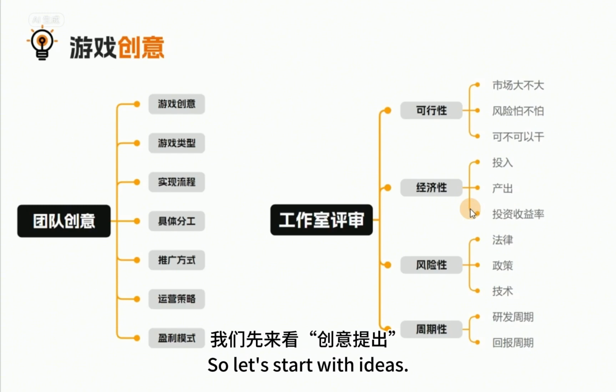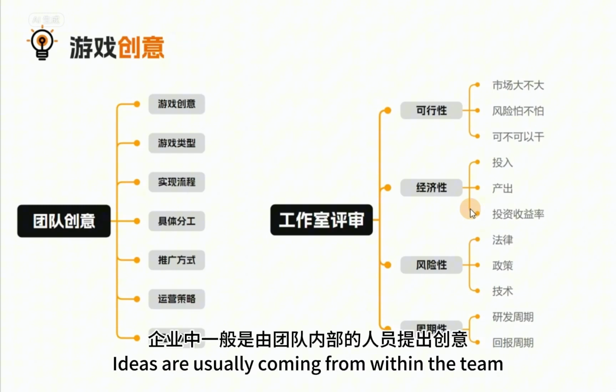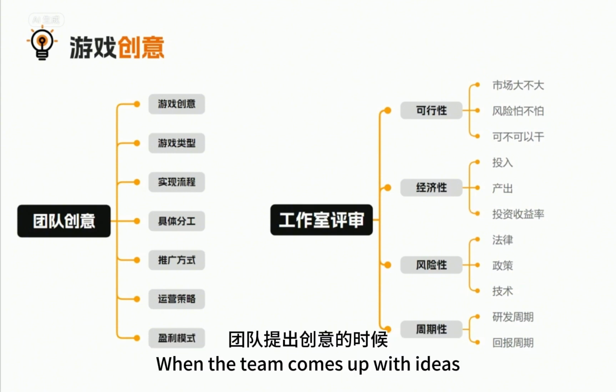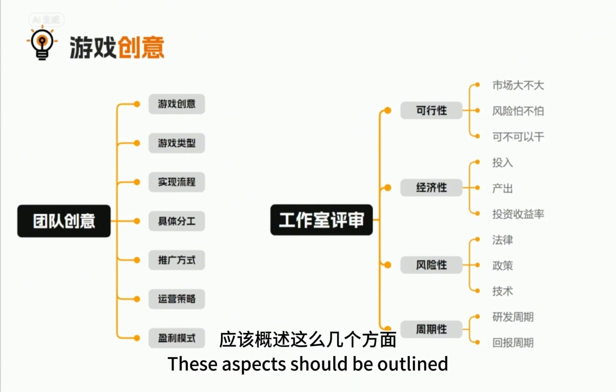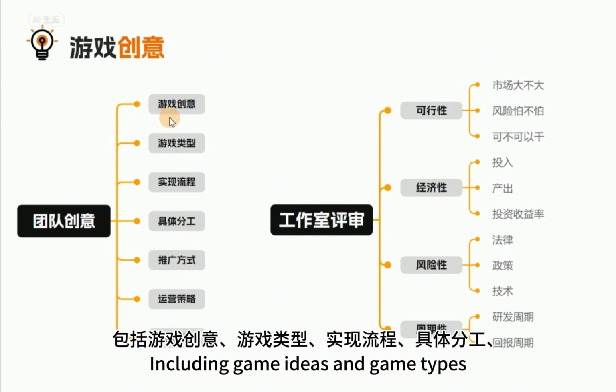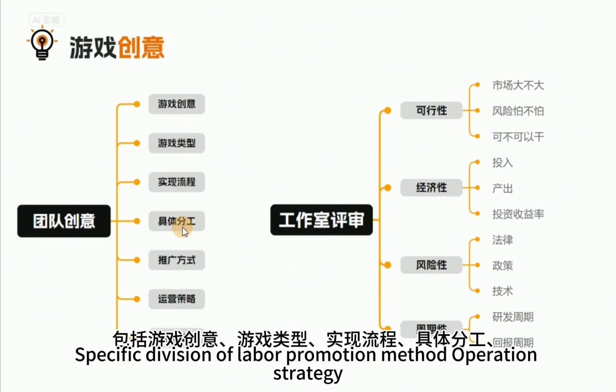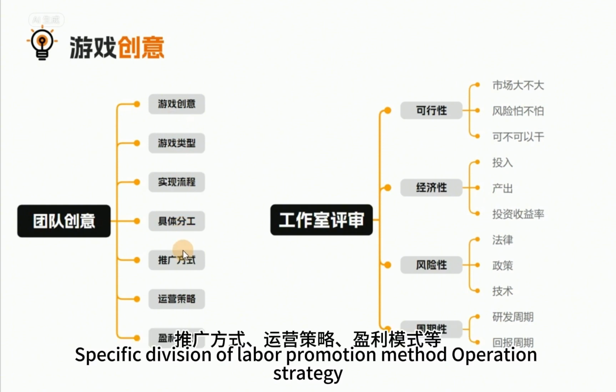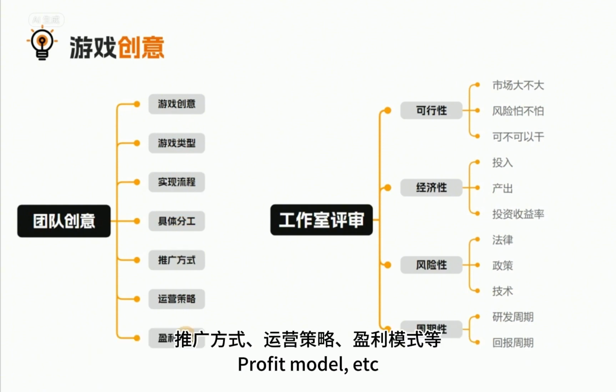So let's start with ideas. In the enterprise, ideas usually come from within the team. When the team comes up with ideas, these aspects should be outlined, including game ideas and game types, implementation process, specific division of labor, promotion method, operation strategy, profit model, etc.